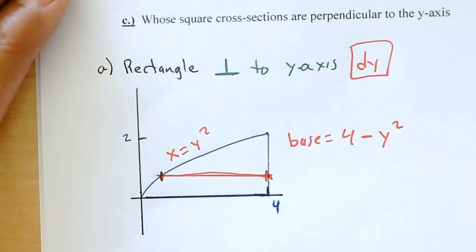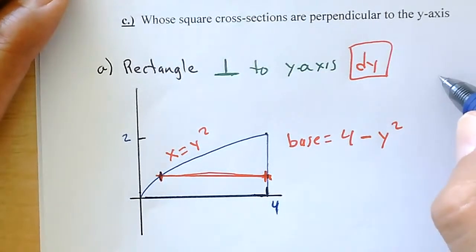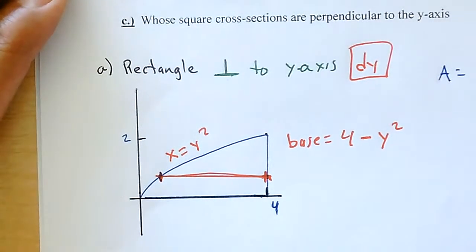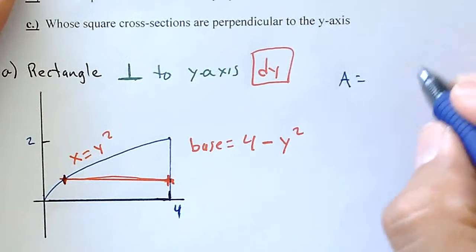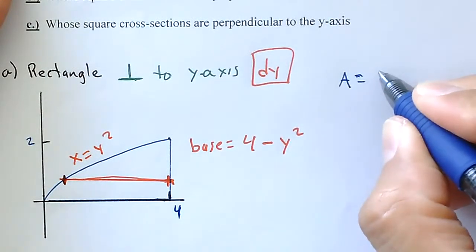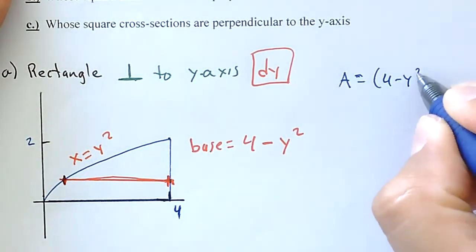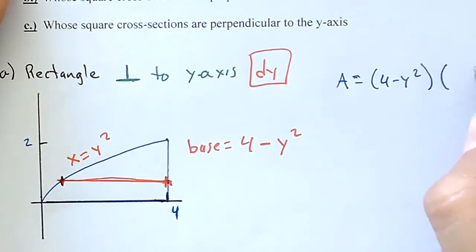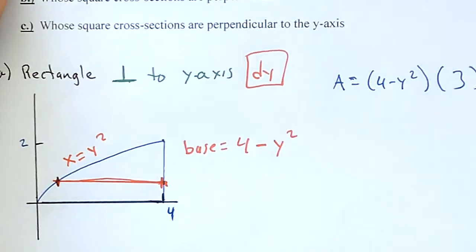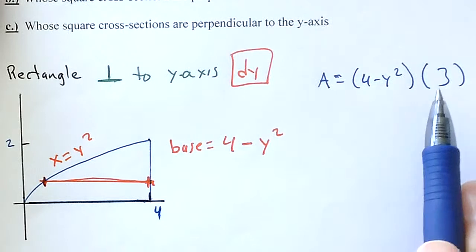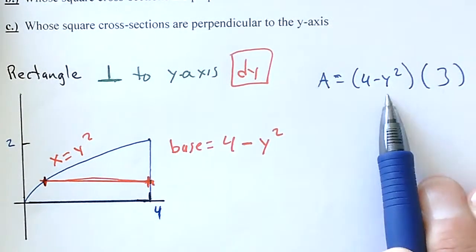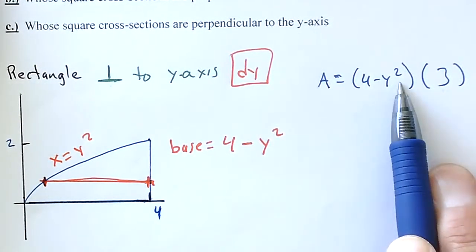So let me continue here. A rectangle. They tell me that the height of the rectangle is 3. So let me come over here. Because it's a rectangle, the area is equal to the base times the height, which is 3. I'm told the height was 3, and I figured out the base to be 4 minus y squared.